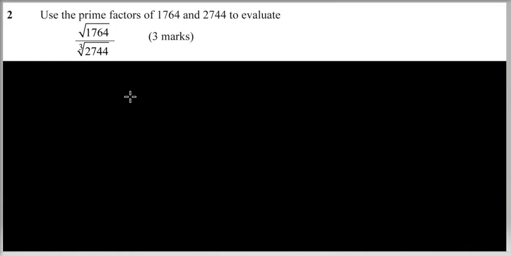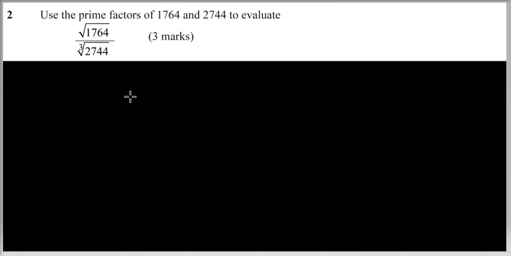Question number two, use prime factors of 1,764 and 2,744 to evaluate the square root of 1,764 divided by the cube root of 2,744. So the first thing we do is to write the prime factors of the first number, then the second one.